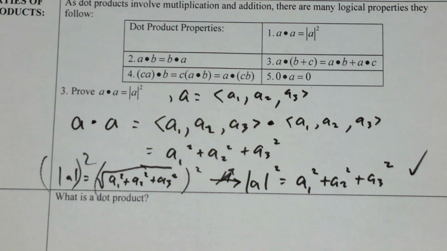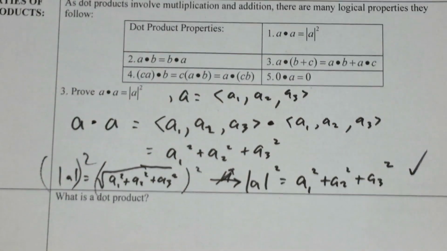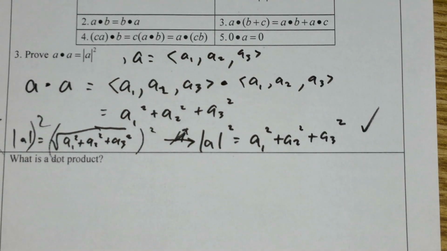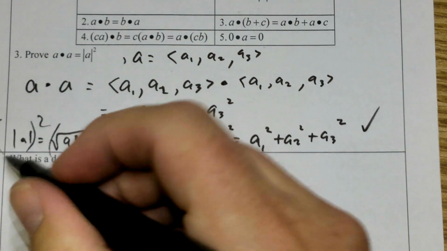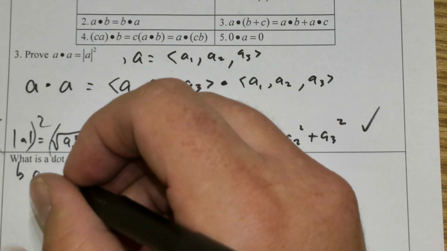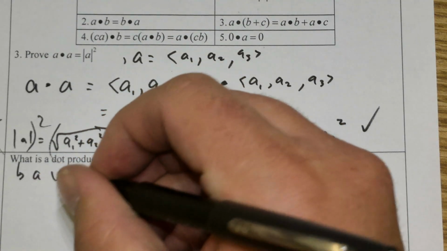But what is a dot product? The first thing is, the dot product is a way to multiply vectors into a meaningful quantity.